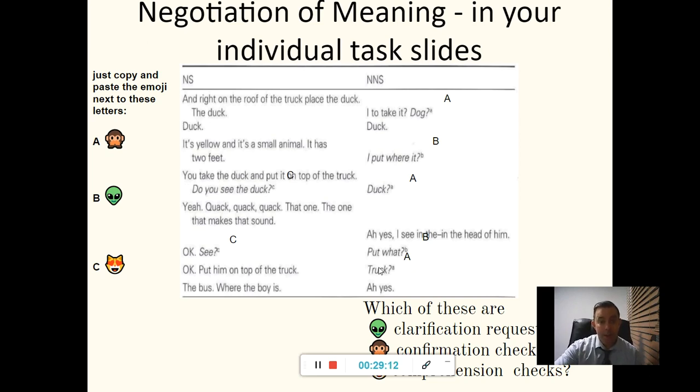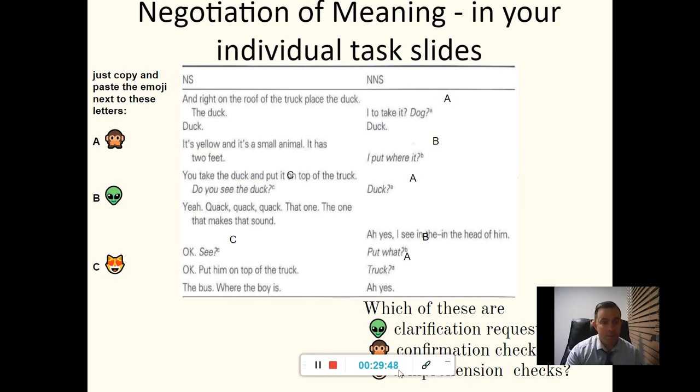And then if we look at each B, those B's are clarification requests. We're asking for more information. I put where, what? I put where it? Put what? I will lower these, the letters in the slides for you before I post. So we're asking for more information. Put what? I put where it. That's a clarification request. And C's are comprehension checks.